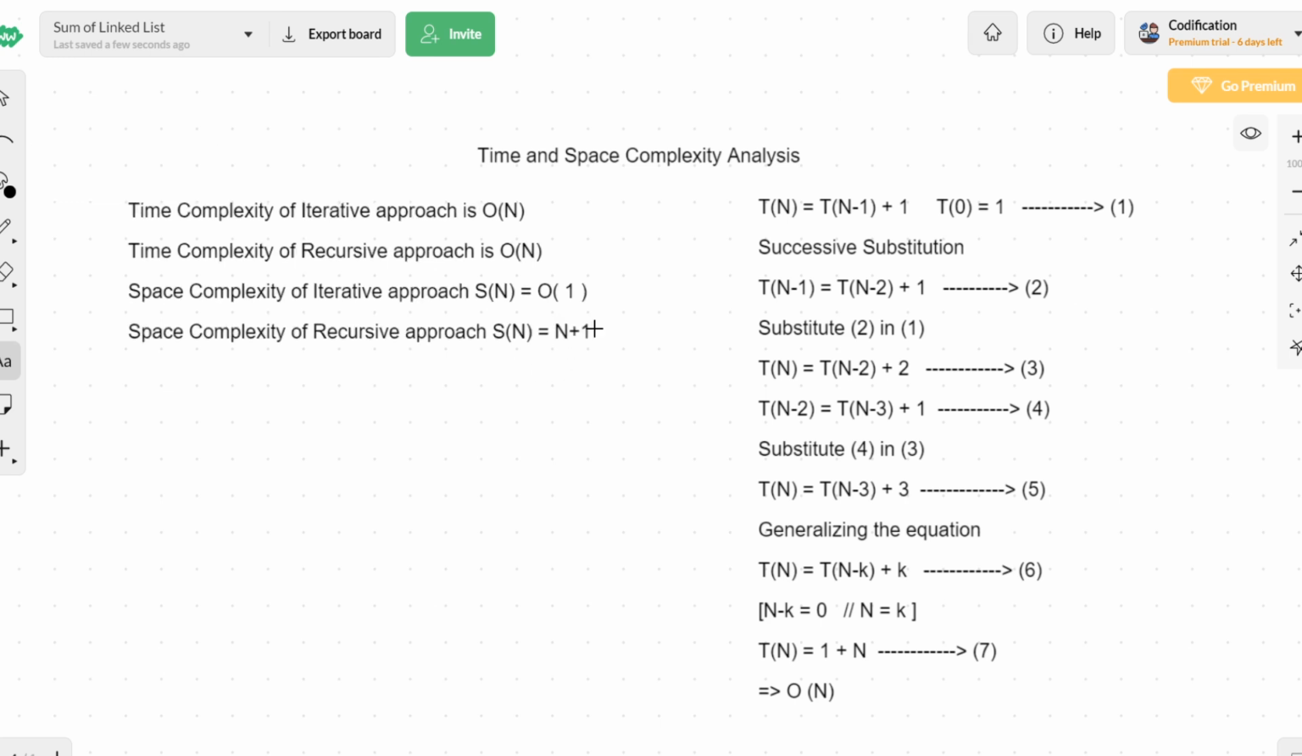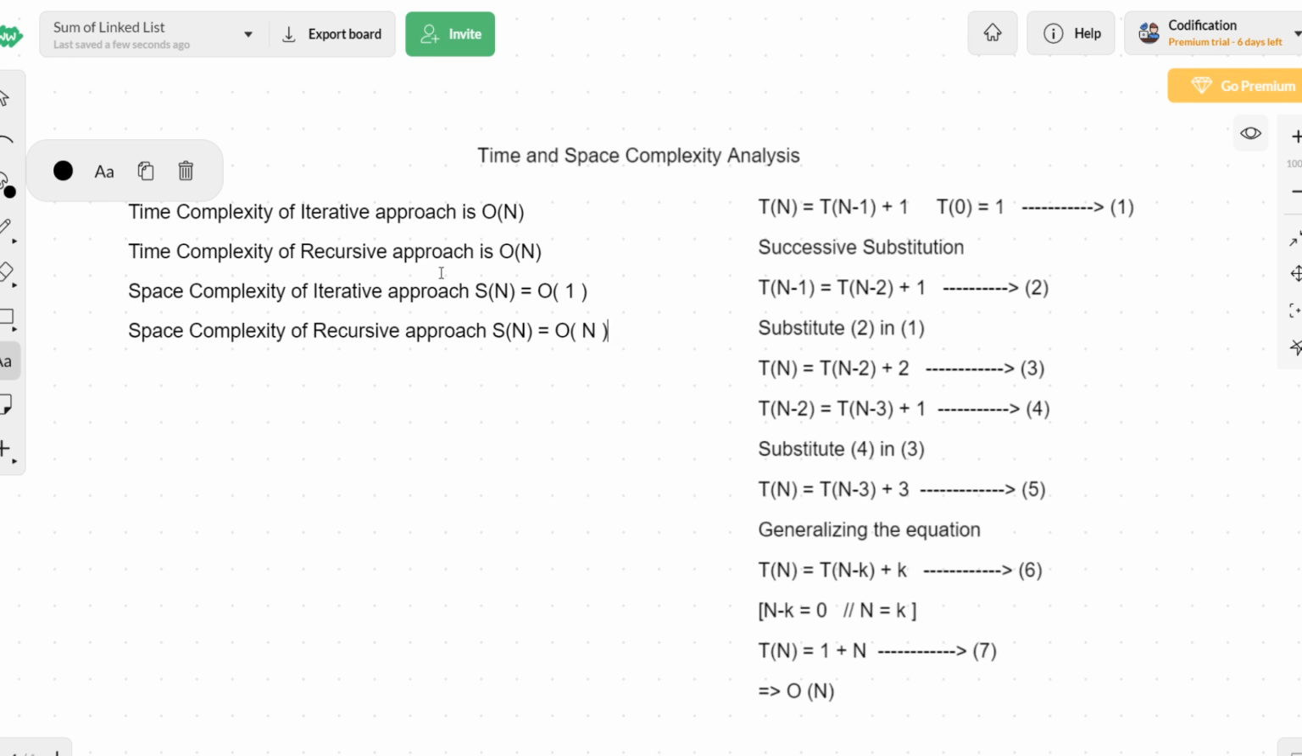This is a polynomial equation. Which term has the highest degree? The n term has the highest degree. So remove this constant. In this n term, is there any constant sticking together? No. So you can take this alone. So order of n is the space complexity of the recursive approach. So clearly the iterative approach is winning because of the space complexity. Recursion will always be costly in terms of memory.